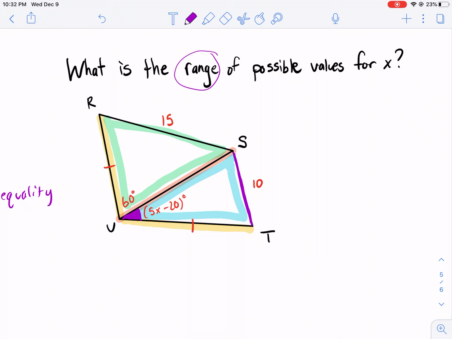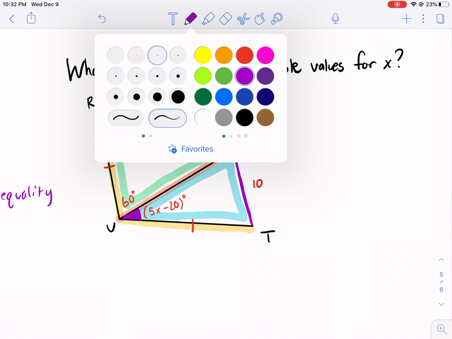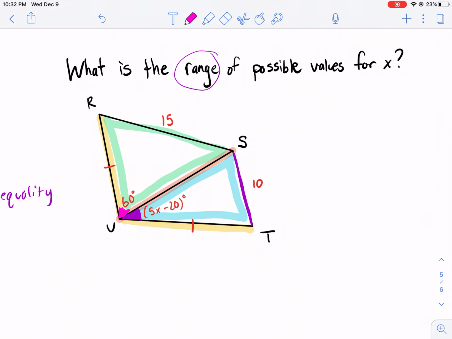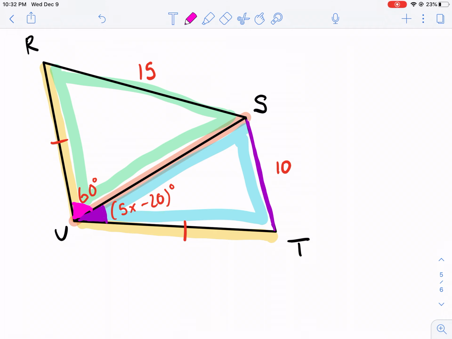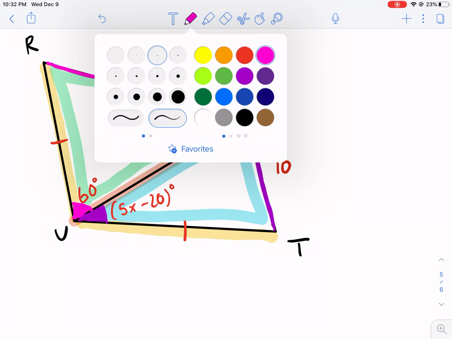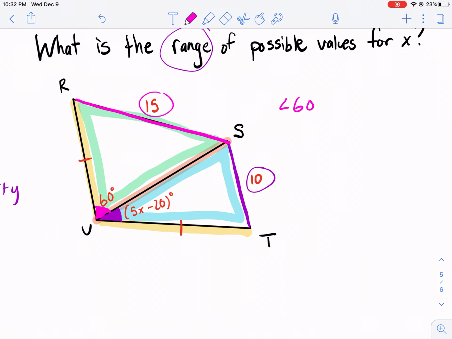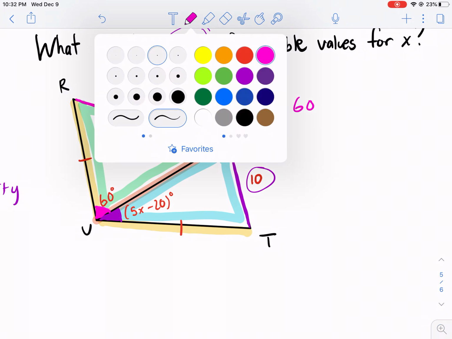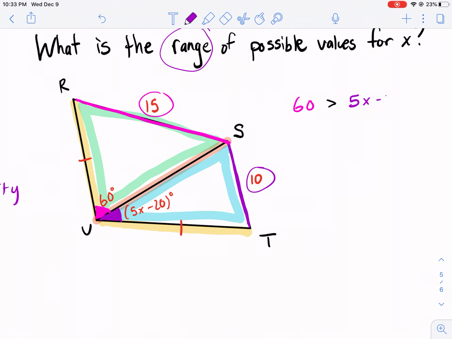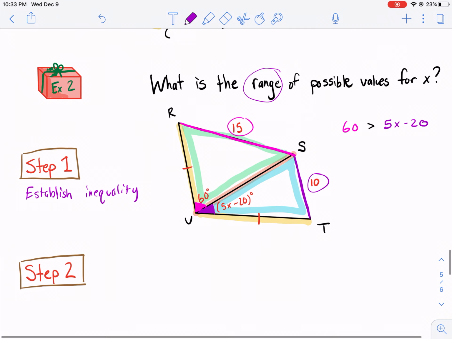Okay? Now, this purple angle is going to be compared against this pink angle right here, this 60-degree angle. Now, just looking at this picture, which is the bigger angle, the purple or the pink? Well, the pink is controlling this side, and it's 15. The purple is controlling this side, and it's 10. So what's the bigger angle? If you guessed the pink angle, then you're correct. So we know 60 needs to be bigger than 5x minus 20. Okay, so that's one part of the inequality.